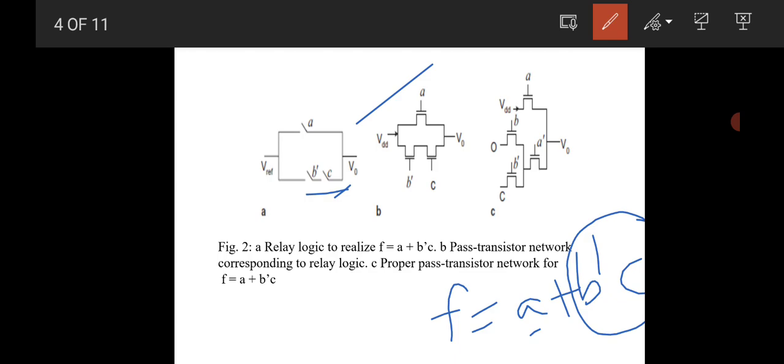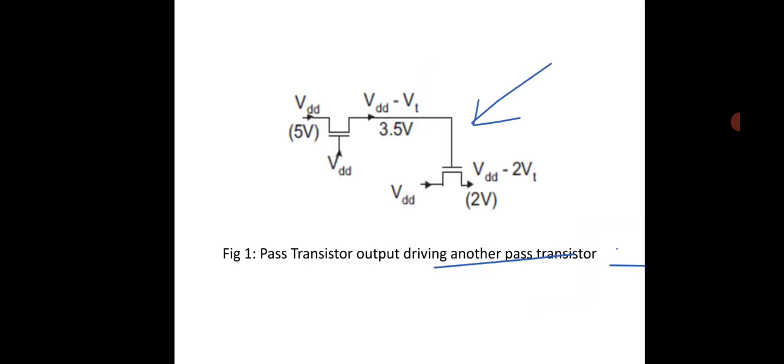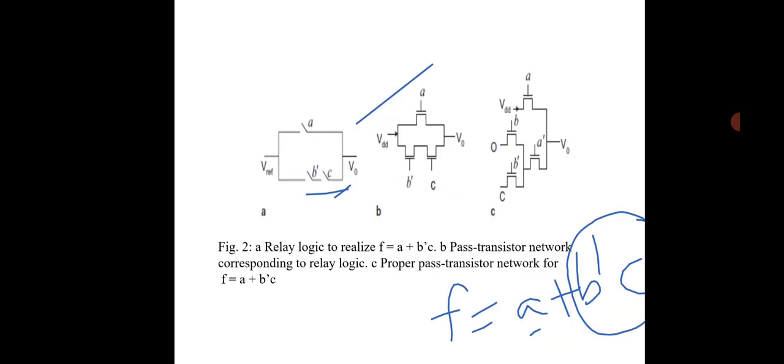So let us next see the second consideration. The second one is the pass transistor logic family. With the help of an NMOS transistor, we can design the circuits in this fashion. So the third one is nothing but a pass transistor. The second one is a pass transistor network corresponding to the relay logic.